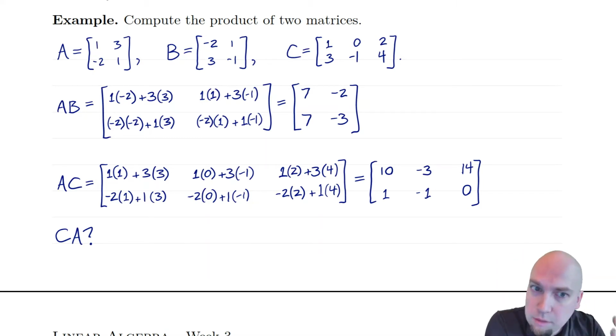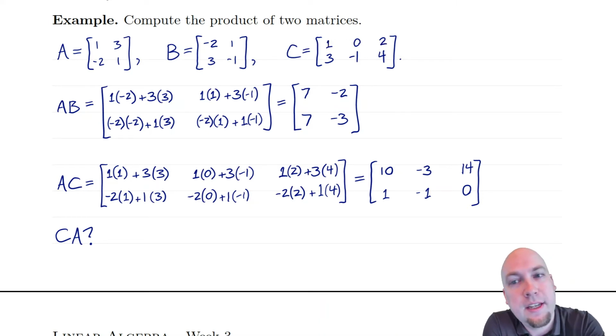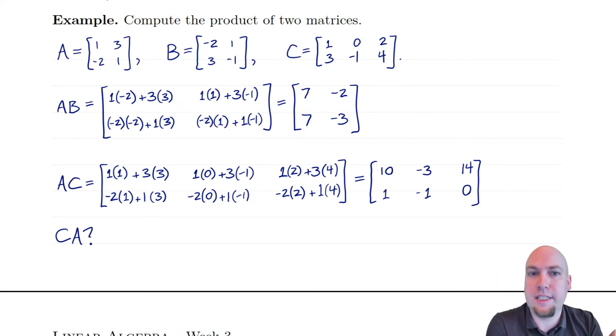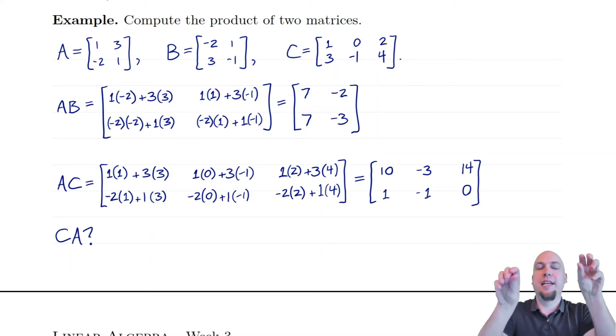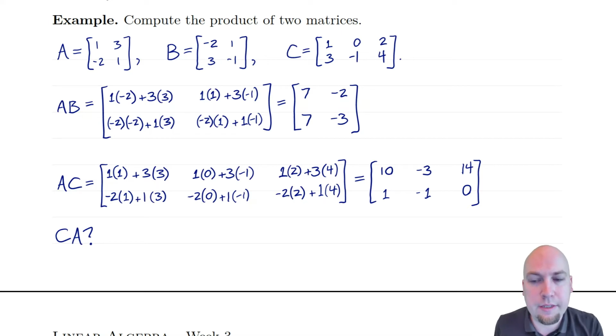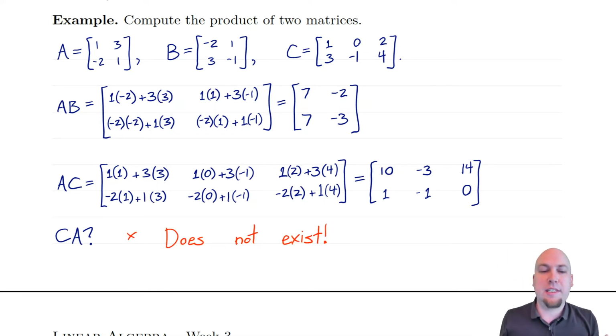Okay, and then alarm bells should start going off in your head, because you cannot do the dot product of a row with 3 entries with a column that has 2 entries. You can't do a dot product between 2 vectors if there are different numbers of entries in those vectors. Okay, so this product here, it just doesn't exist. It's not defined. That is a matrix multiplication that you just cannot do.